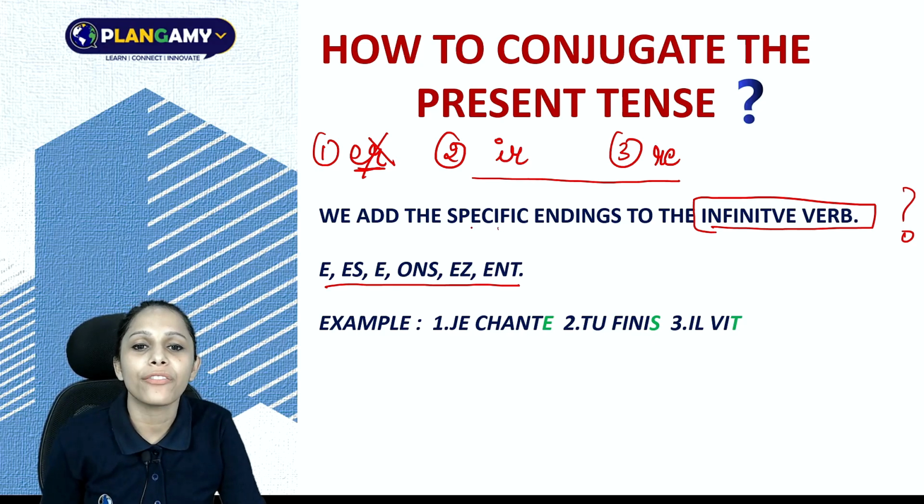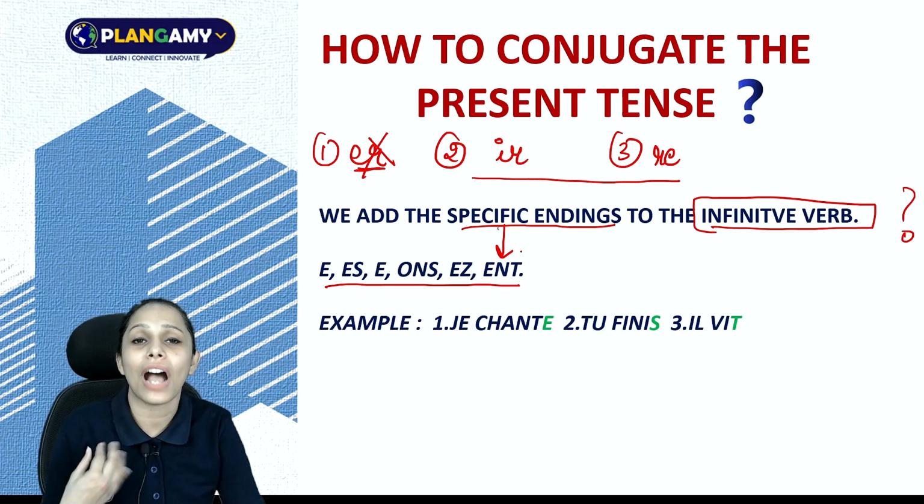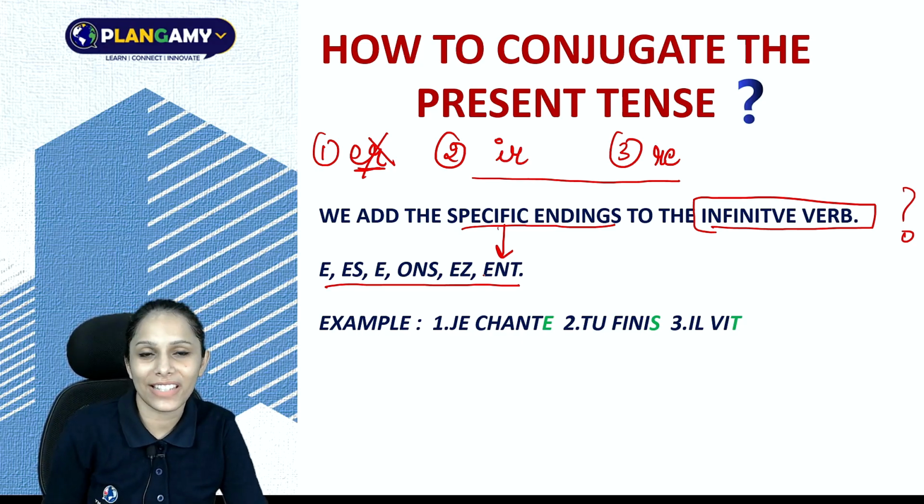Now, so we have to add these specific endings. What are our specific endings? Here we have our specific endings. E, es, e, ons, ez, ent with the infinitive verb. So, this e you will write or conjugate with the subject je, this with tu, this with il, elle, this with nous, this with vous and this with ils, elles in plural.